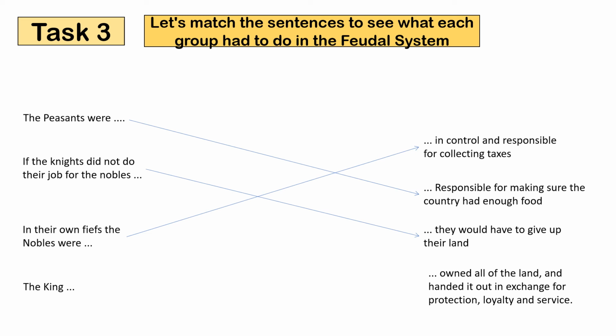And then finally, the king owned all of the land and handed it out in exchange for protection, loyalty, and service. So again, we talk about that protection. He's giving that to the peasants. He's making sure that the nobles are loyal to him, and the service he's going to get from the knights when they have to join his army. Okay, so now we can move on to our final activity.